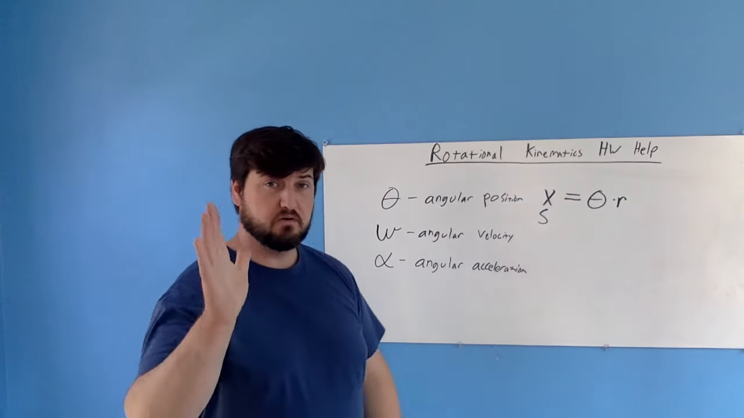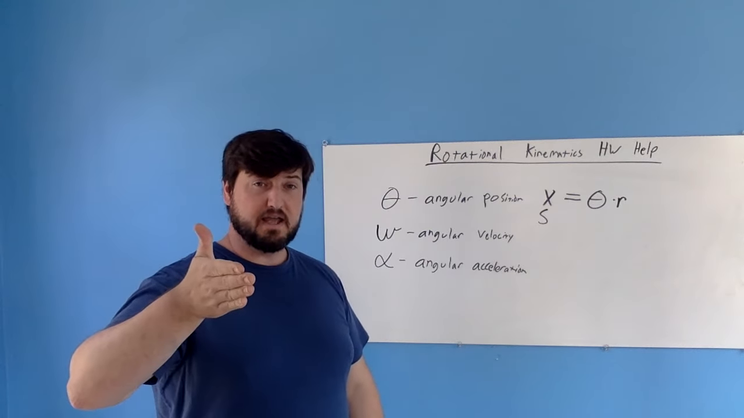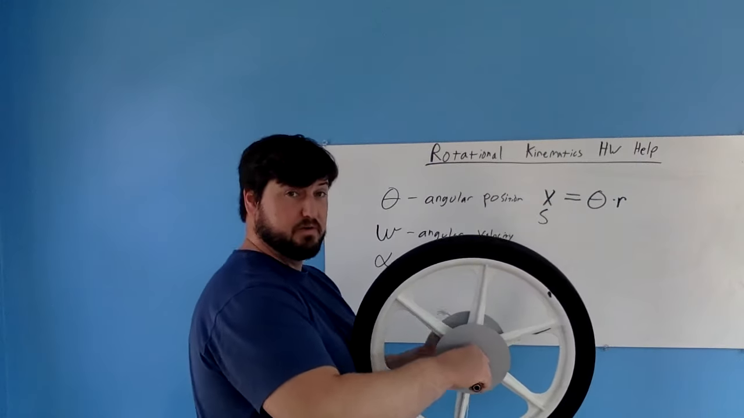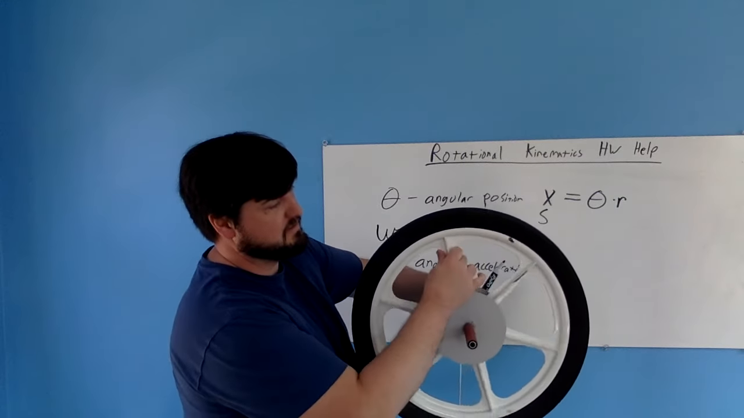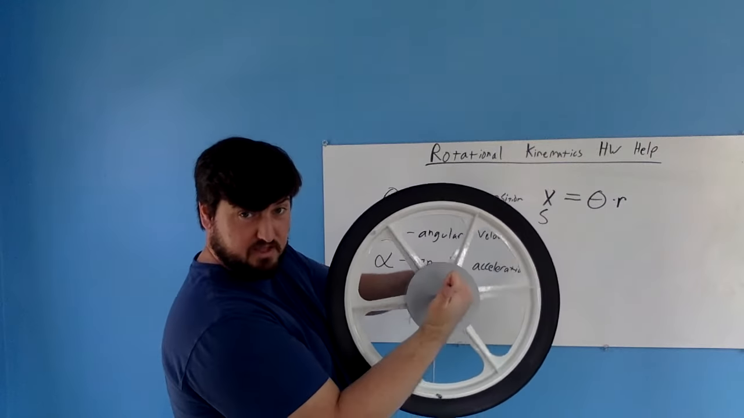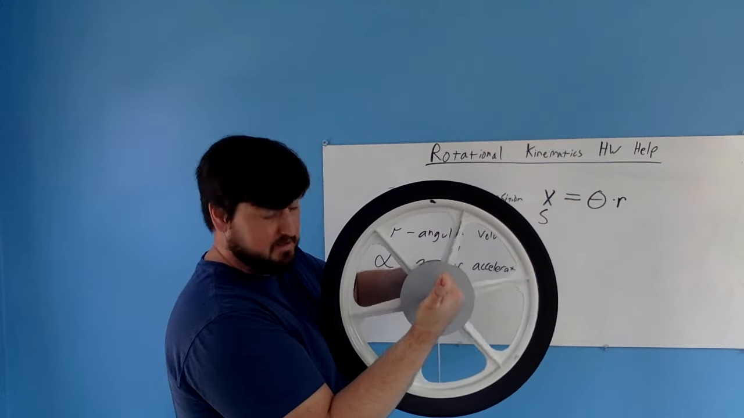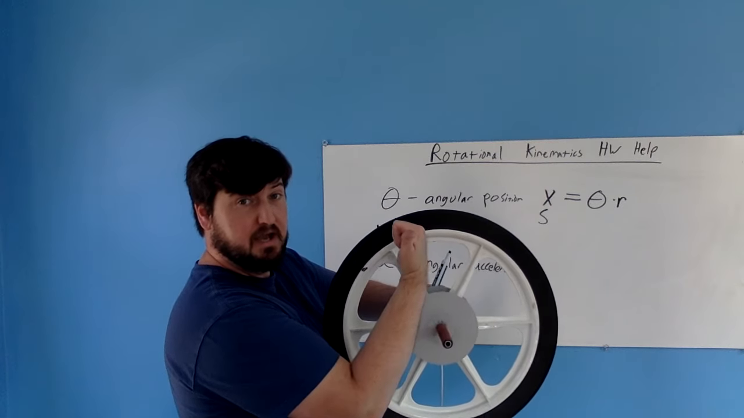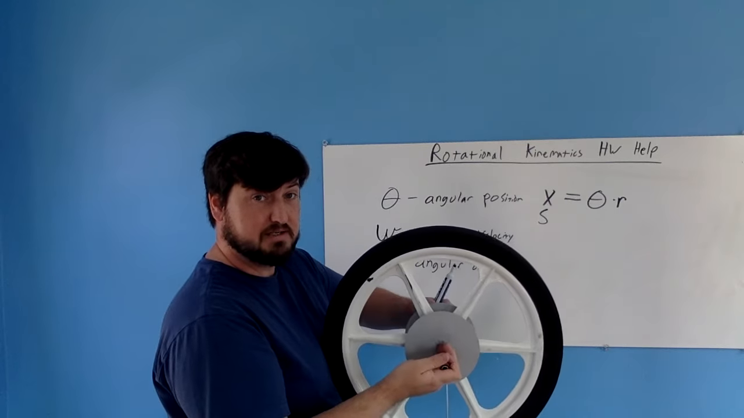Yes, there is. Take your right hand, okay? You're going to curl it around in the direction that the wheel goes. So if the wheel is going this way, I would curl my fingers in this direction. You see which direction my thumb is pointing? It's pointing towards you, right? So that means, because it's going counterclockwise, I'm getting a positive angular velocity out of it.